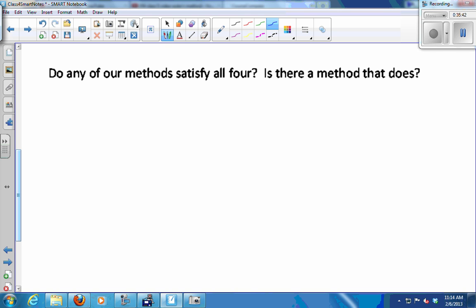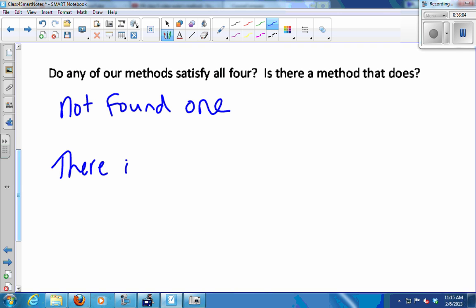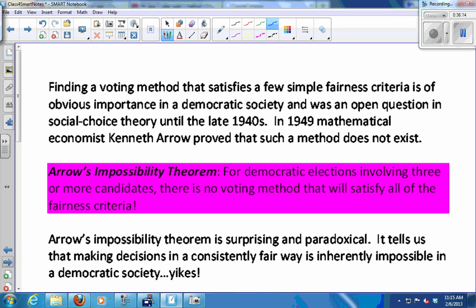Have we found any method that does not violate a fairness criteria? No, there is not one. So we have not found one. Do you think there is a method that will satisfy all fairness criteria? You are right. There is not one. There isn't a method that satisfies all of our fairness criteria.